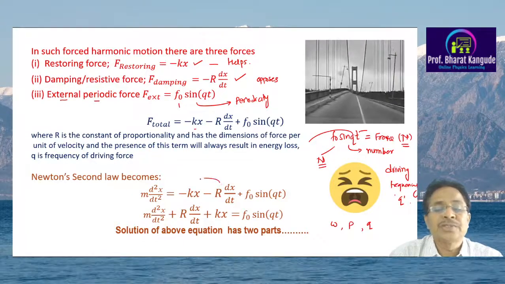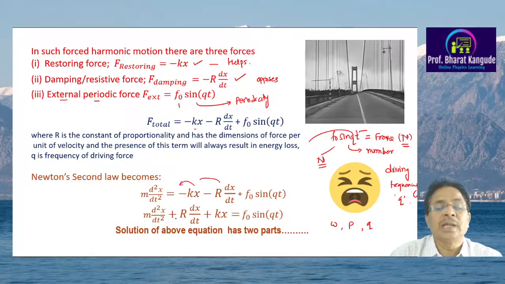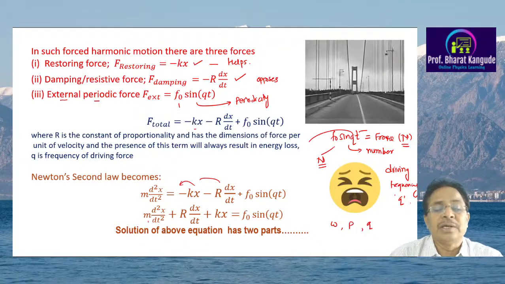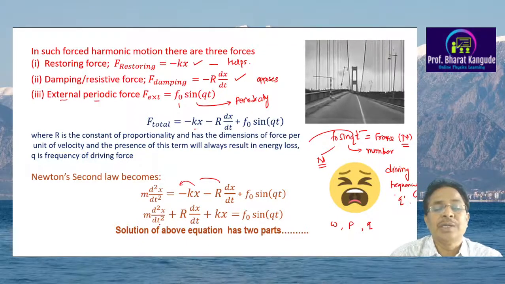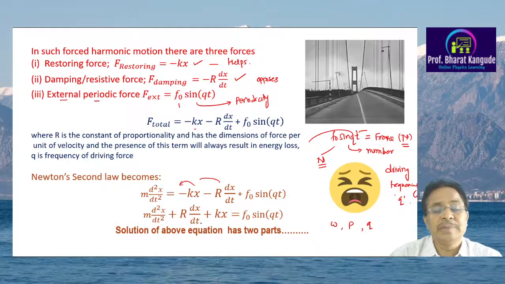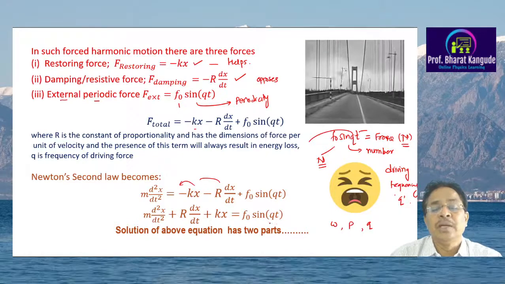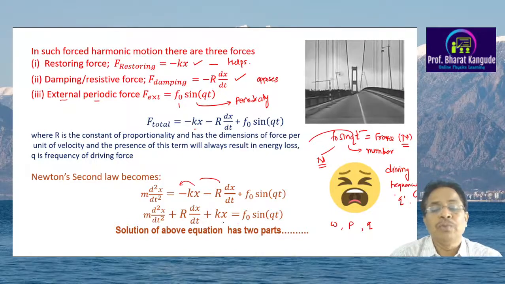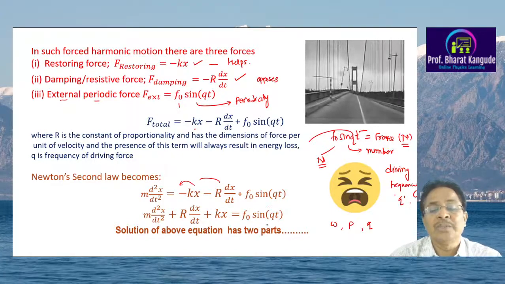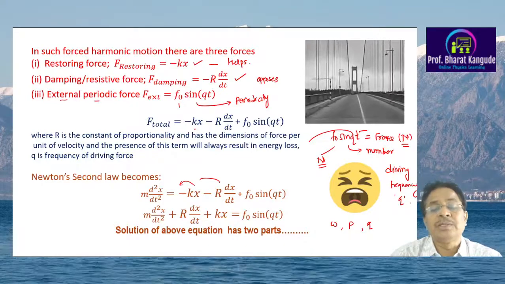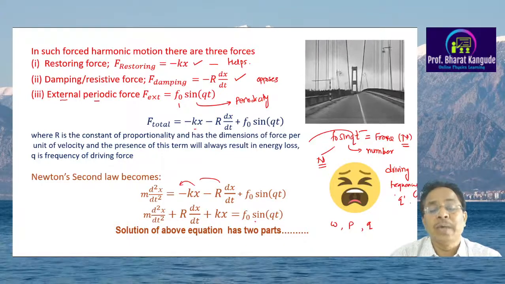Take the first and second terms on the RHS to the left hand side. We get m d square x upon dt square plus r dx by dt plus kx equals F0 sin qt. Now remember, in chapter 2 we had the right hand side equal to 0. Here in chapter 3, the right hand side is now equal to F0 sin qt.